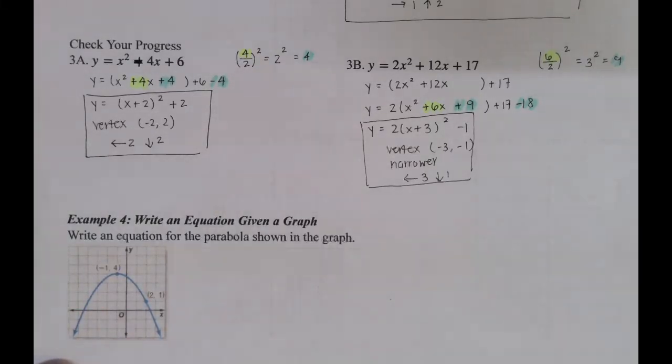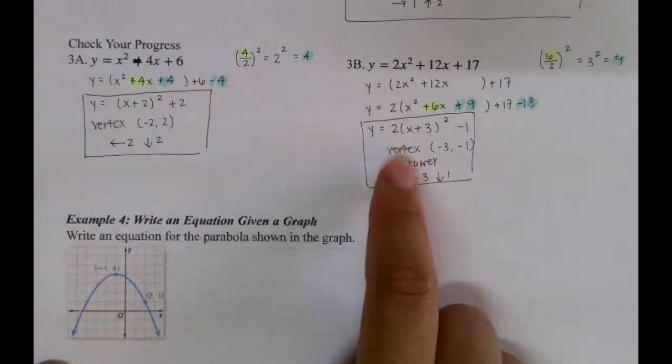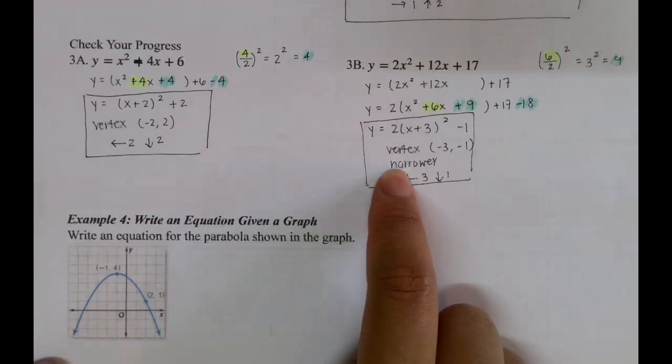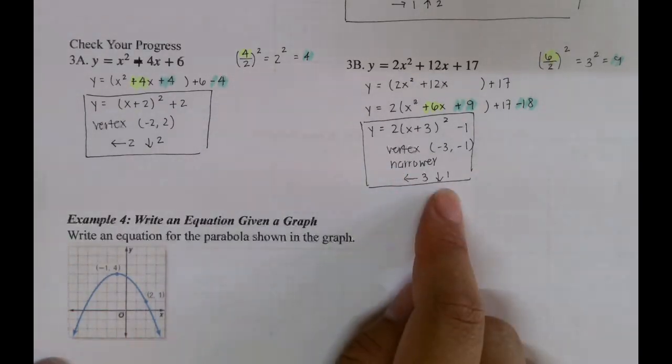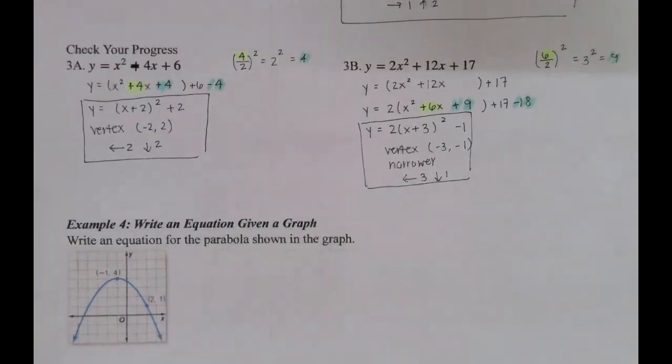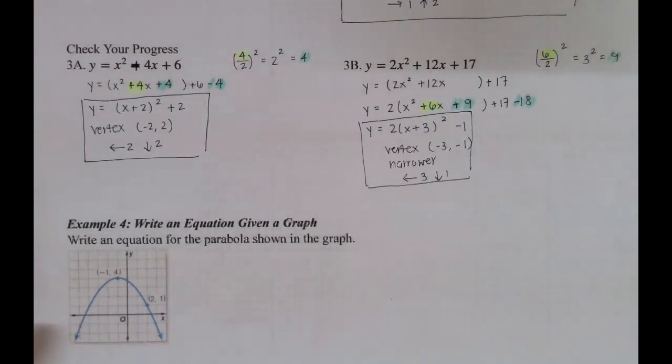For 3b, you should have gotten y equals 2 times the quantity of x plus 3 squared minus 1. Okay, the vertex has now moved to negative 3, negative 1. Because a now has changed and it's greater than 1, it has gotten narrower compared to the parent function, and it has moved left 3 and down 1. Okay. If you got that right, you can move on to example 4. If not, here is your explanation.